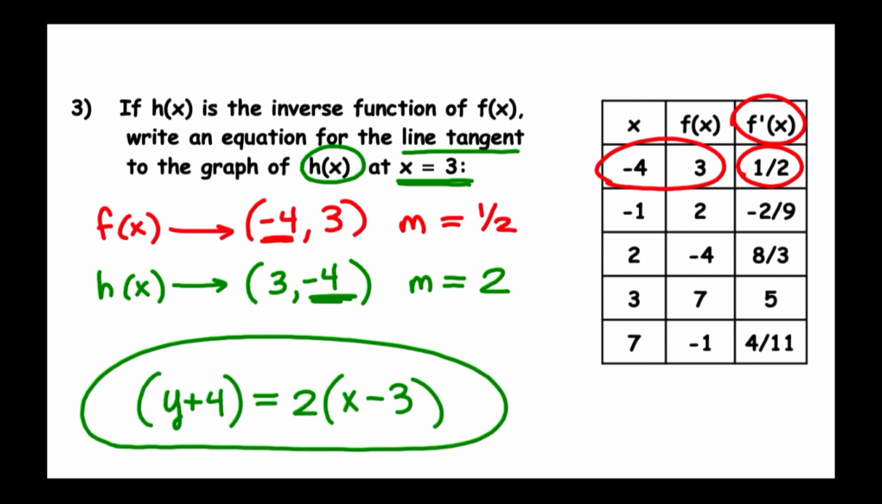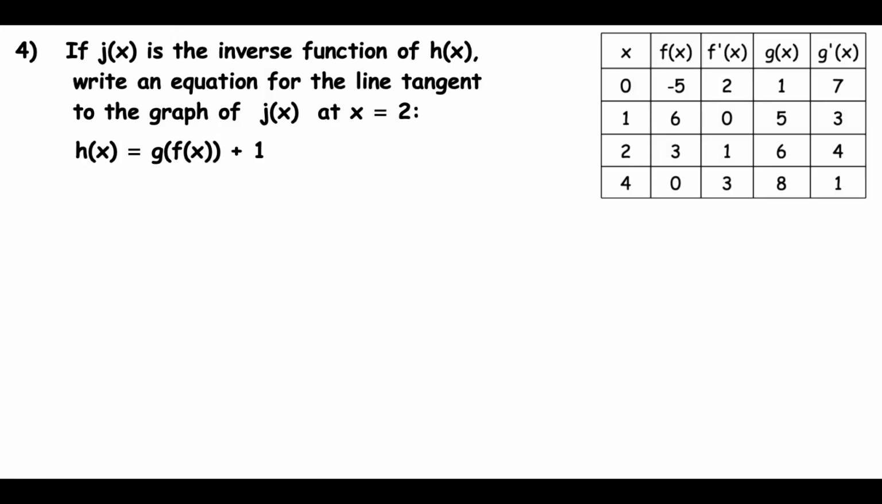That's all there is to it. Last but not least, here's number 4. And it's a little bit more interesting because we have a composite function to deal with. J and H are inverses of each other. And we need to write an equation for the tan line to the graph of J when it goes through x equals 2.